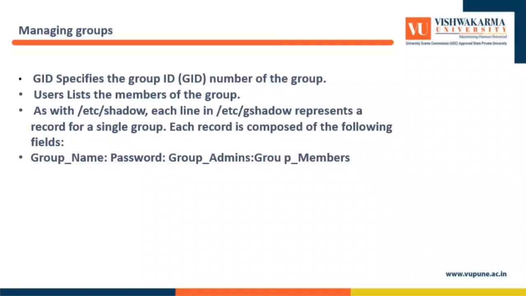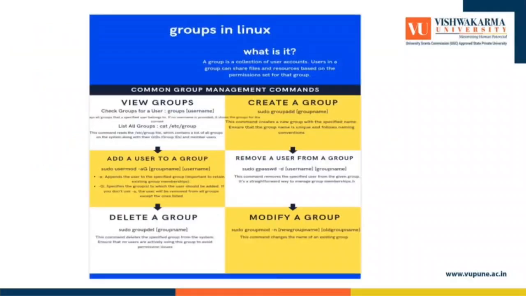As with shadow, each line in gshadow represents a record for a single group. Each record is composed of the following fields: group name, password, group admins, group members. So let's see what is a group. A group is a collection of user accounts. Users in a group can share files and resources based on the permissions set for that group.